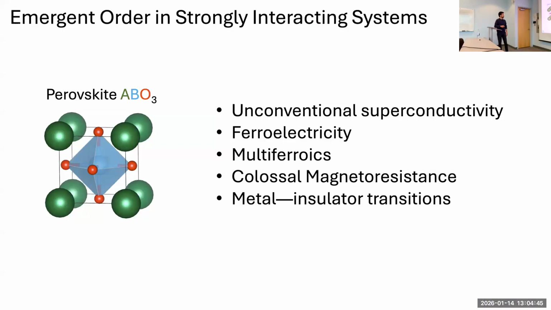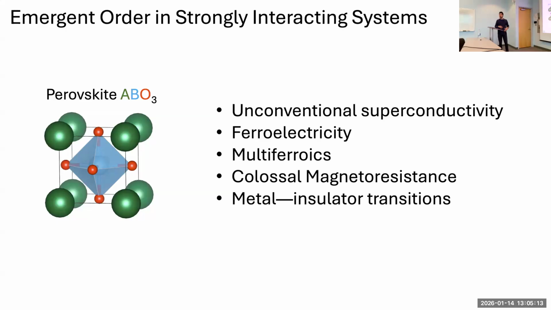So my research broadly spans materials that we like to call quantum materials, or strongly interacting or strongly correlated systems. As an example, this is the common perovskite structure, ABO3. You have the A sites here in green in the corner of a cube. In the center, you have the B site, a transition metal typically, and this transition metal is surrounded by octahedra of oxygen.